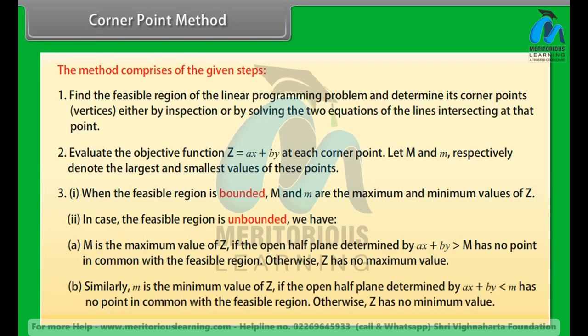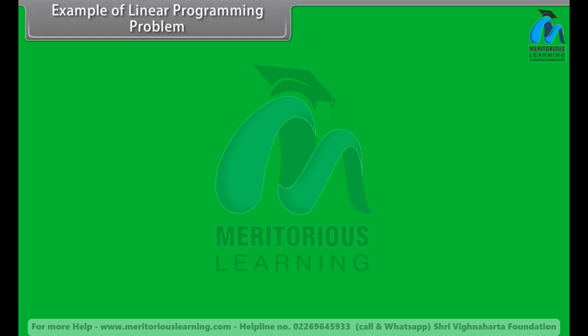b. Similarly, m is the minimum value of z if the open half plane determined by ax + by < m has no point in common with the feasible region. Otherwise, z has no minimum value. Example of linear programming problem.